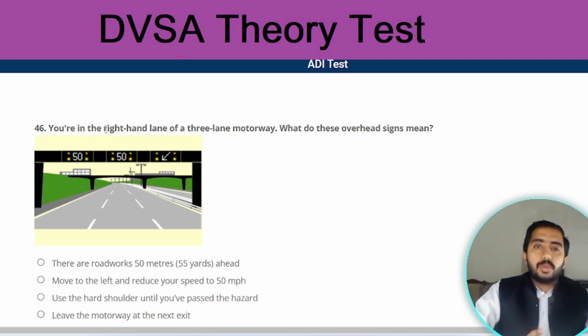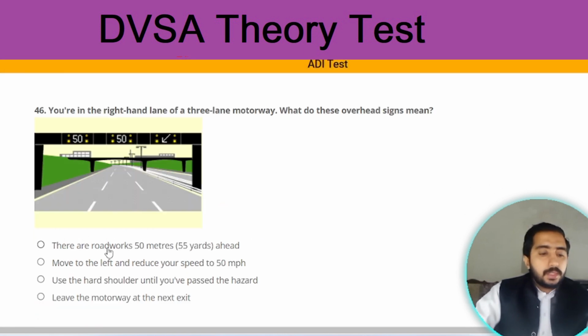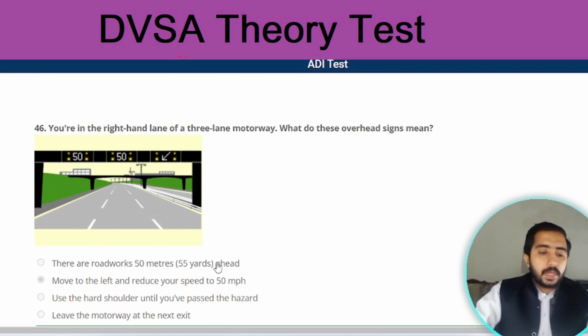Question 46. You are in the right-hand lane of a three-lane motorway. What does this sign mean? The sign is given here. It means that you move to the left and reduce your speed to 50 mph.